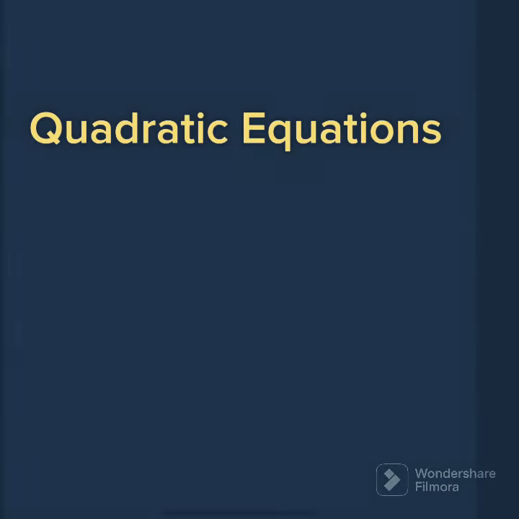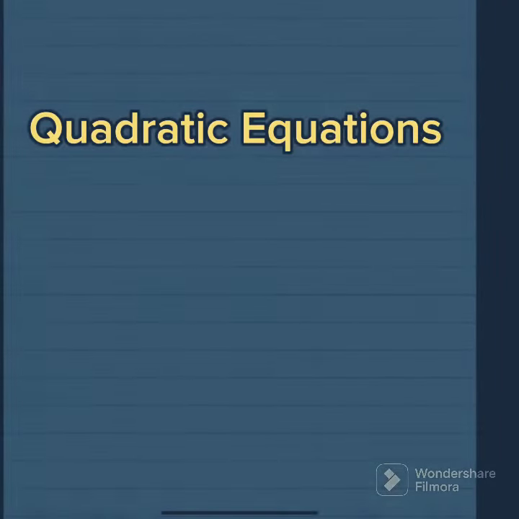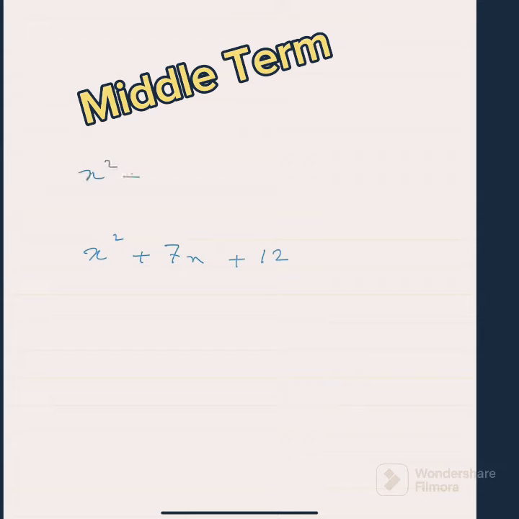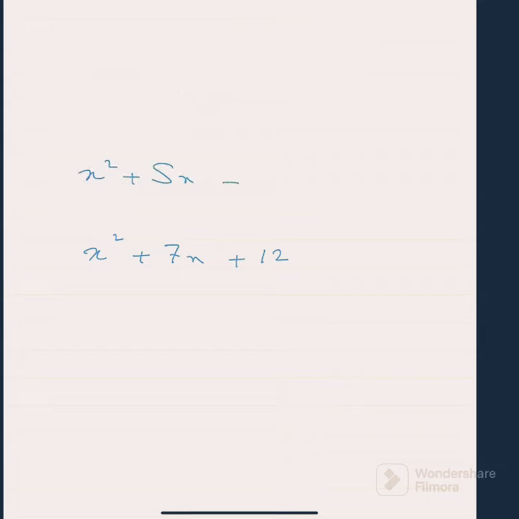Hello everyone. So today we are going to learn about the middle term of quadratic equations. Let's say we have an equation x squared plus 7x plus 12. Now, a quadratic equation is usually written like this: x squared plus sx plus p.